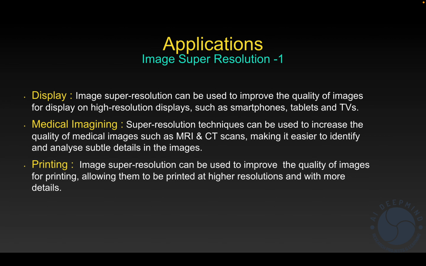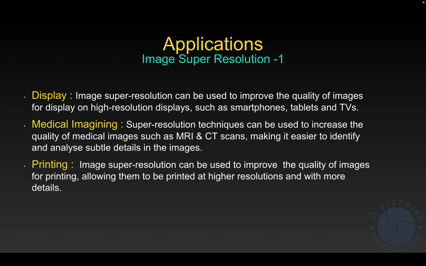Whenever we have developed a deep learning based image super resolution model and want to use it somewhere to upscale images, which applications can we go for? The first one is display. It basically means that we can improve the quality of any images or videos by using this image super resolution model. We can call display the smartphone, the tablets, and the TVs. So we can increase the quality of that specific display.